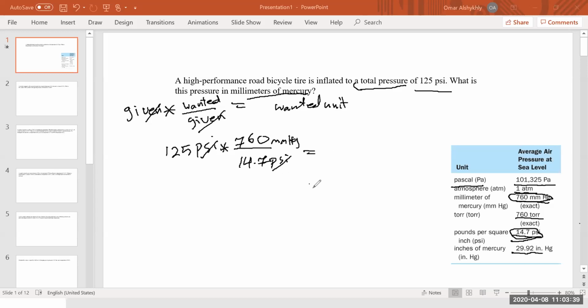So we will have 125 times 760 divided by 14.7. It will be 6,000, so it will be 6,462.6 approximately millimeter mercury.